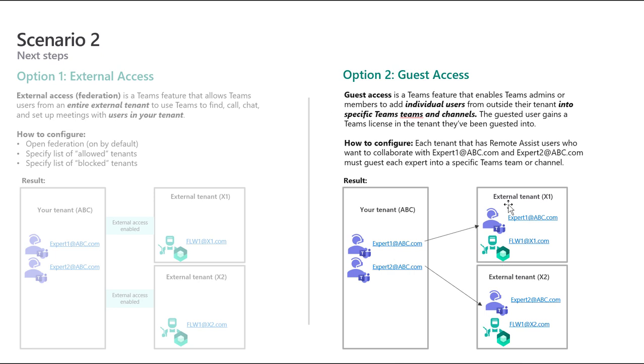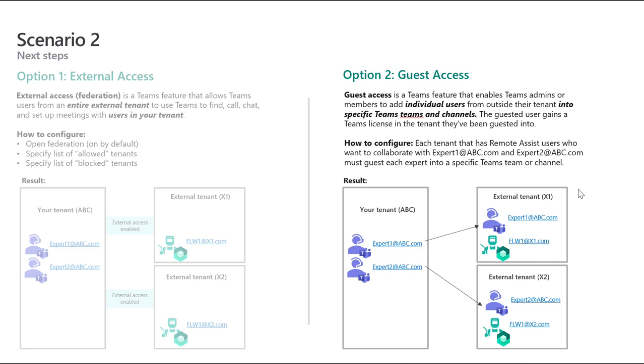So here you'll see that the tenant with the remote assist user, so for example, X1, they will guest a specific expert into their X1 tenant. And when the expert is guested into this tenant, the expert will gain a Teams license in this tenant. So now expert1 at abc.com can use Teams in the ABC tenant and can use Teams with the same credentials, but in a different tenant, in the X1 tenant.